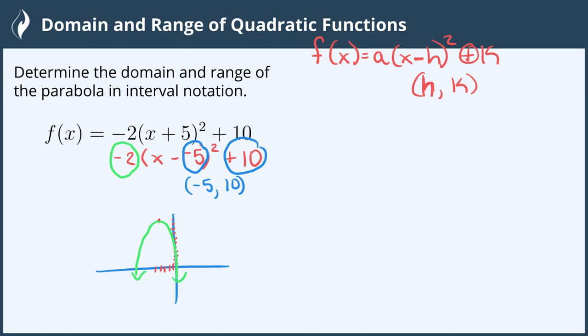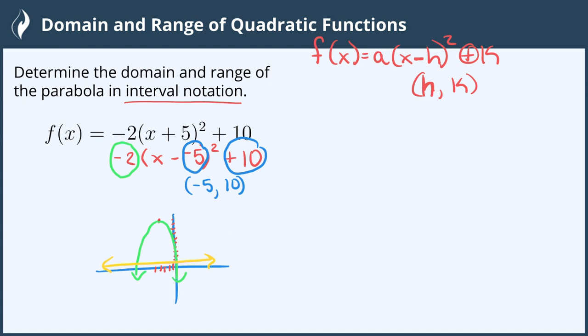Now that we're looking for domain and range, domain is any restrictions from left to right that will help us to identify the domain. And there's no restrictions. We can substitute any x value in. And since we were asked to go for interval notation, we start on the left and move to the right.